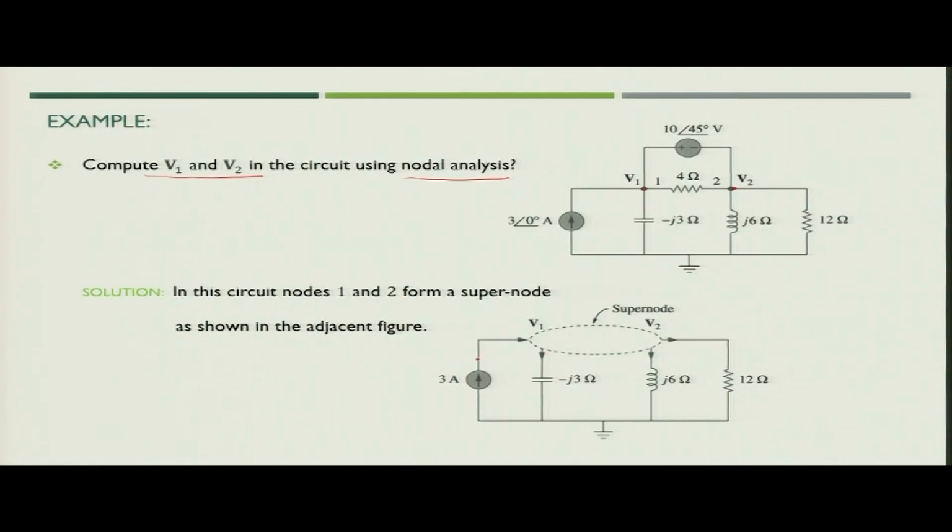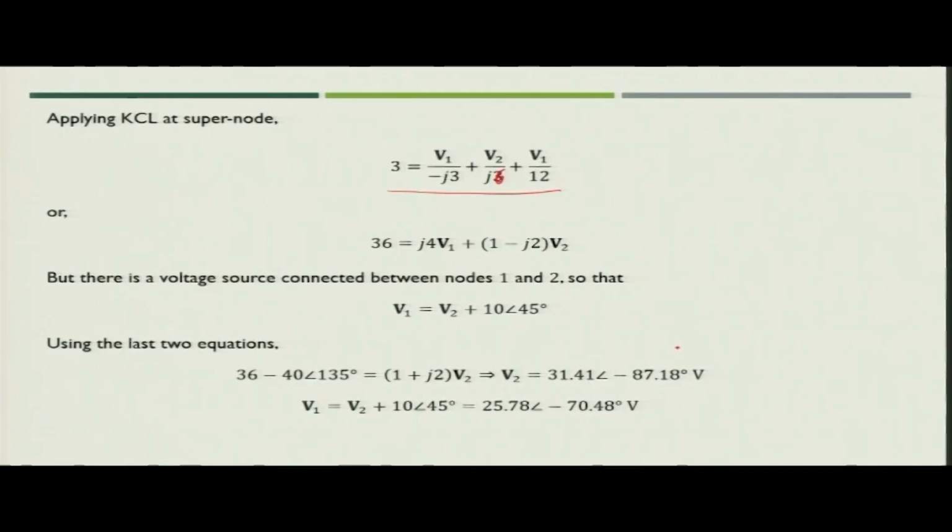You get 3 ampere as a current going inside and the other 3 currents going out. So, what can we write? 3 equals V1 upon minus j3, plus V2 upon j6, plus V2 upon 12. Now we will simplify this, and when we simplify we get the equation as 36 is equal to j4 V1 plus (1 minus j2) V2.